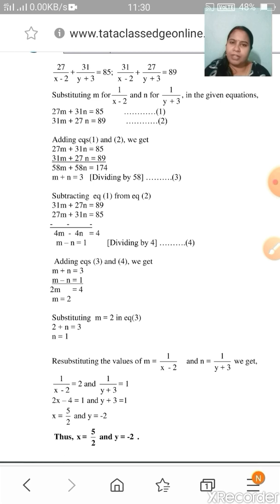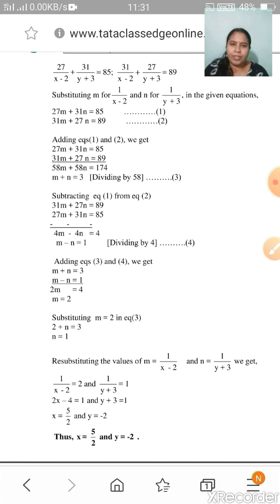27m plus 31n is equal to 85. That is my equation number 1. And 31m plus 27n is equal to 89. That is my equation number 2. Now, I hope you remember this. The cross terms are the same. So I have got the 2 equations in standard form.